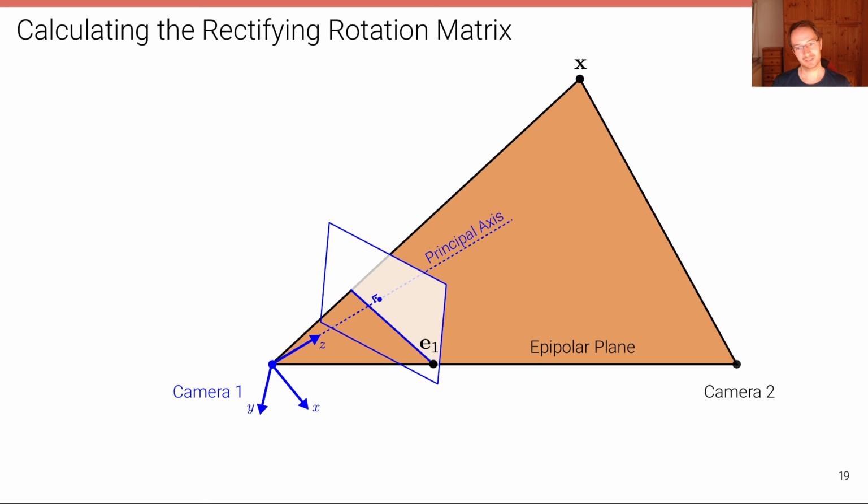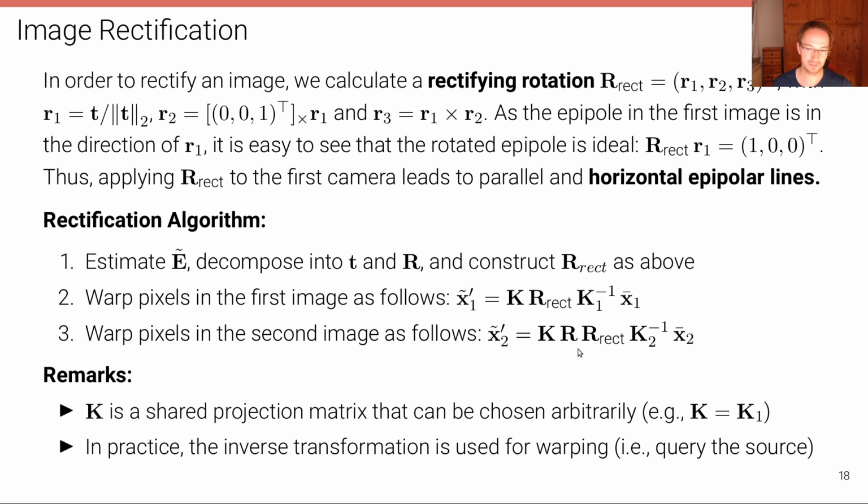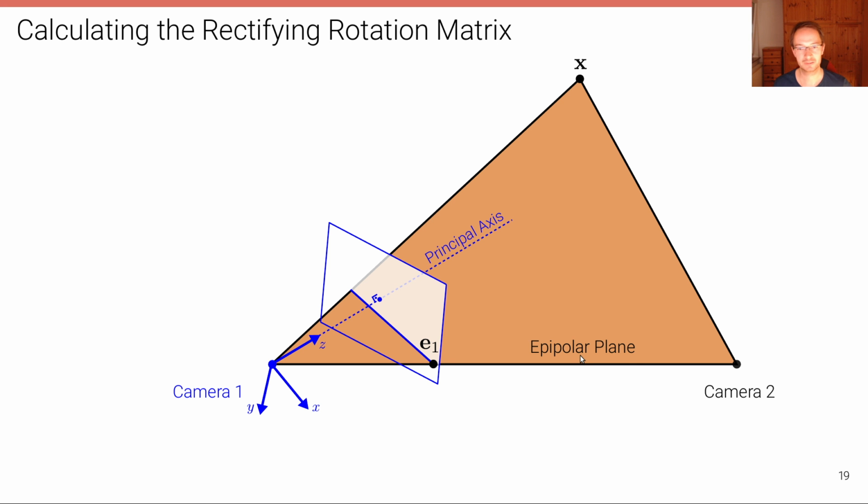Here's again a graphical illustration of this rectification, of the calculation of the rectifying rotation matrix. Let's assume we want to compute this for camera 1 and then adapt camera 2 accordingly based on this equation here, which includes this additional pose rotation R. So we have the camera centers here. I didn't draw the second camera because it's irrelevant here. We have the principal axis, that's the C axis of this camera. And we can see here that the epipolar line is not horizontal in the image, but is slanted. And the epipole is in the image domain.